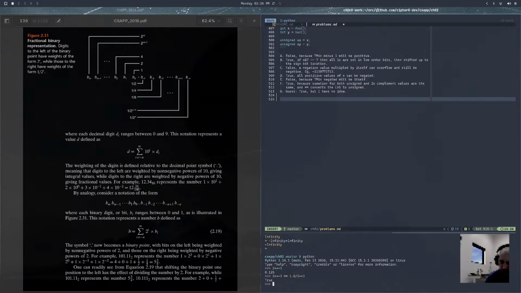For example, 1011.11 (base 2) represents a number. One can readily see from equation 2.19 that shifting the binary point 1 position to the left has the effect of dividing the number by 2. For example, while 101.11 represents the number 5 3/4, 10.111 represents half of it, 2 and 7/8. Similarly, shifting the binary point 1 position to the right has the effect of multiplying the number by 2. For example, this number represents 11.5, so it would be double.